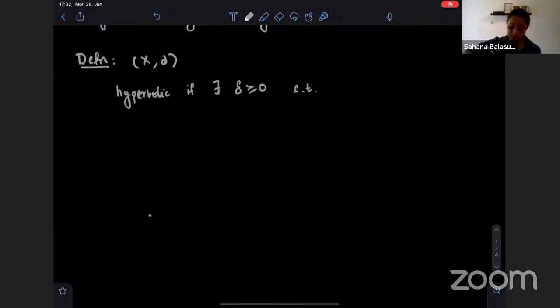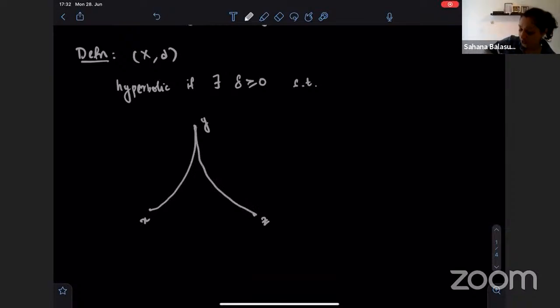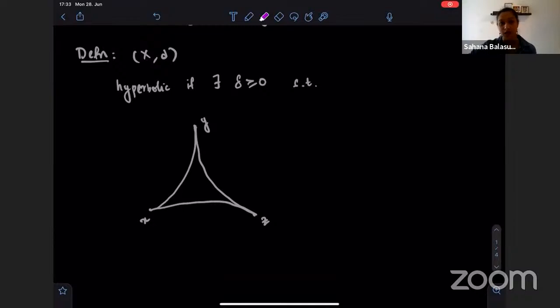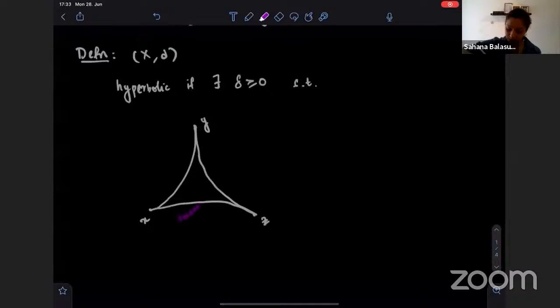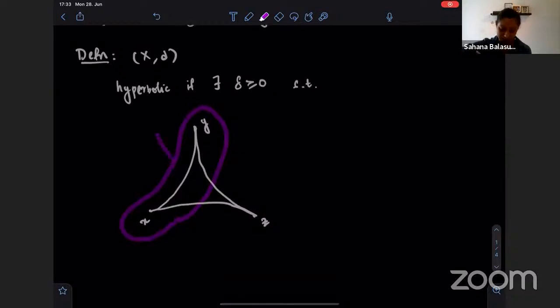So I'm going to pick 3 points in my space. I'll call them X, Y, and Z. And I'm going to connect any 2 pairs by geodesics in my space. So these are geodesics between X and Y, Y and Z, and X and Z respectively. And what do I do? I construct the delta neighborhoods of any 2 sides of this triangle. So let's say I pick the XY side and I take the delta neighborhood of that. And then I do the same for the YZ side. I construct the delta neighborhood of that.